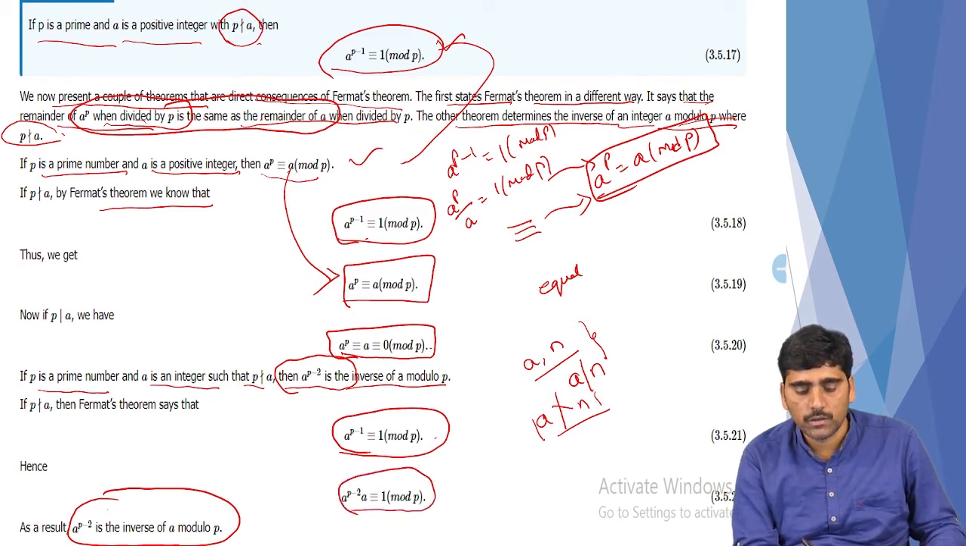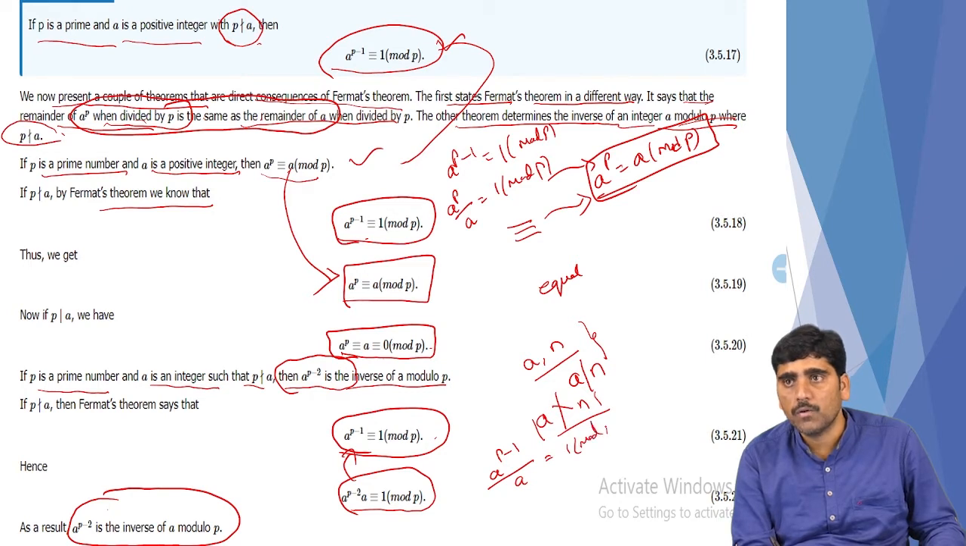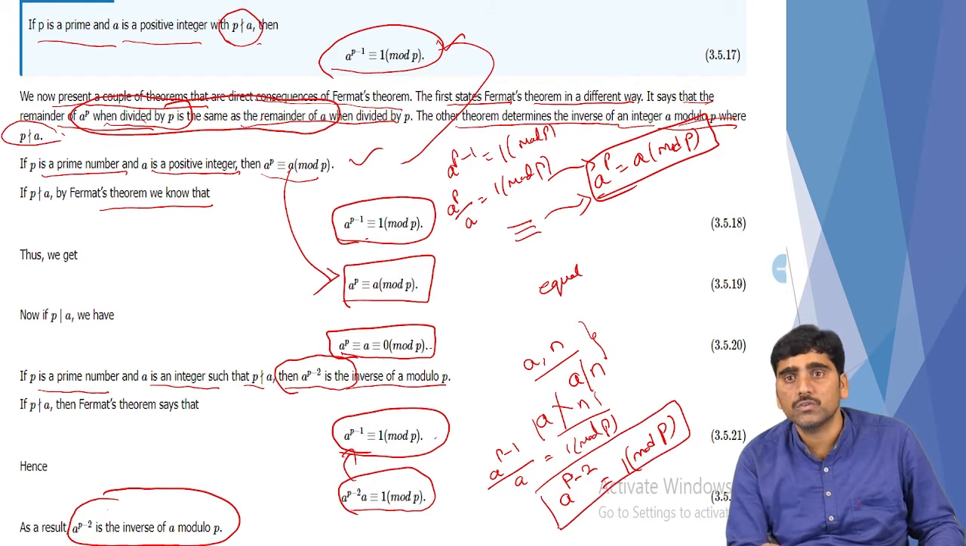So from these statements, we get a^(p-1) ≡ 1 mod p. If p does not divide a, then we can write a^(p-1)/a ≡ 1 mod p, so that we can write a^(p-2) ≡ 1 mod p. This is the way you can write a^(p-2) ≡ 1 mod p from this statement, right?